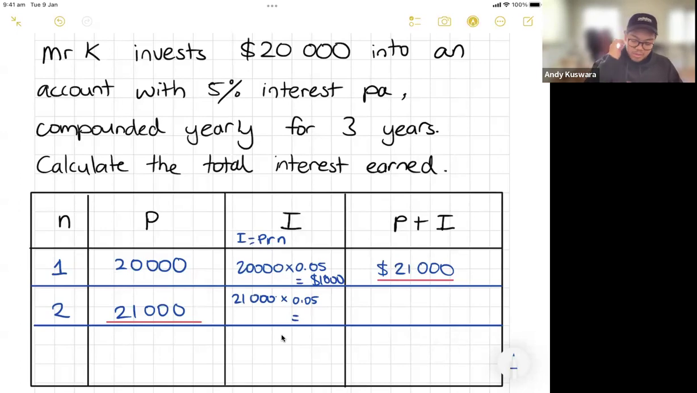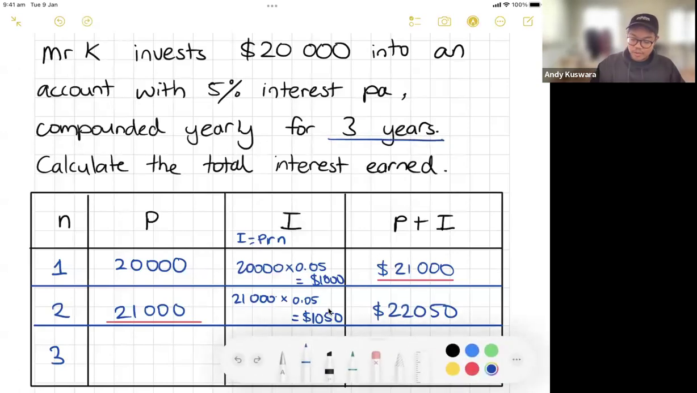And again, should I be able to do this without my calculator? Probably, but I can see here that I will earn $1,050. And so now I need to figure out how much I have now. I started with my 21,000 and then I added another 1,050, and that will give me 22,050. That's how much I have this year. And then if I go now to my third year, because remember, I'm trying to calculate for a total of 3 years, again, we follow this pattern.